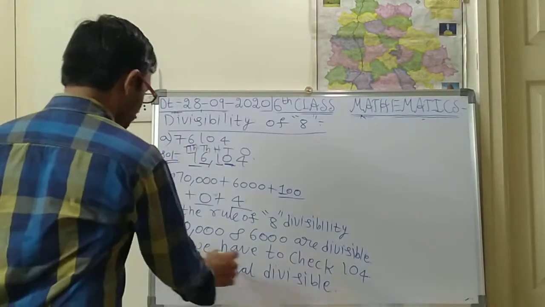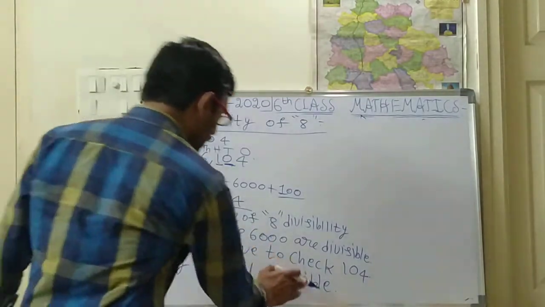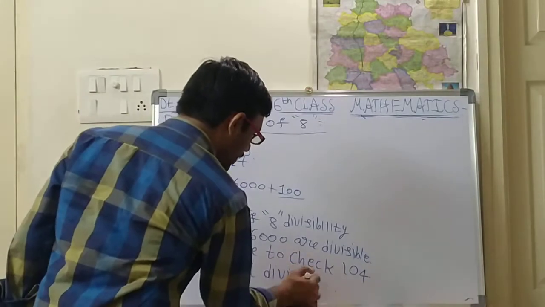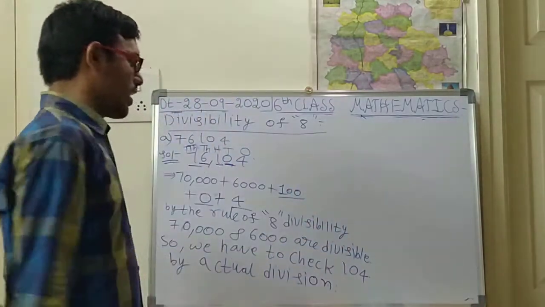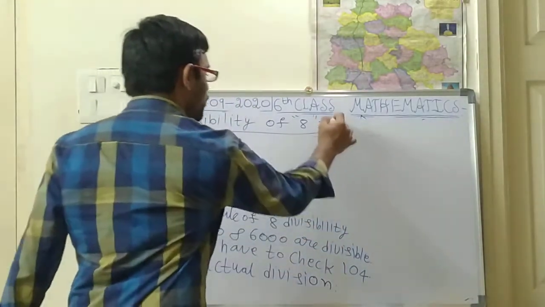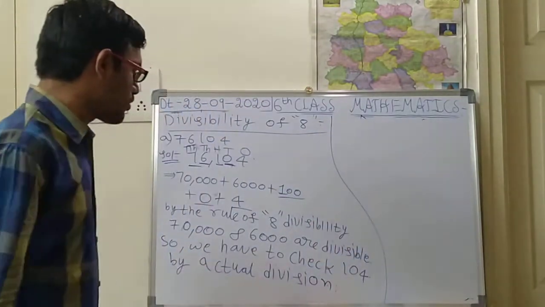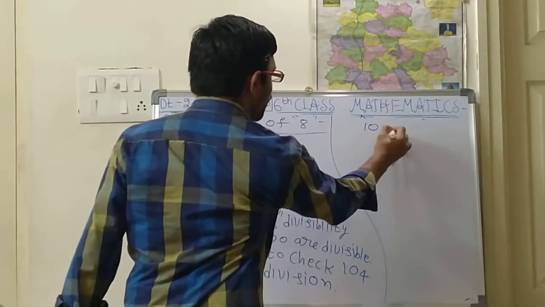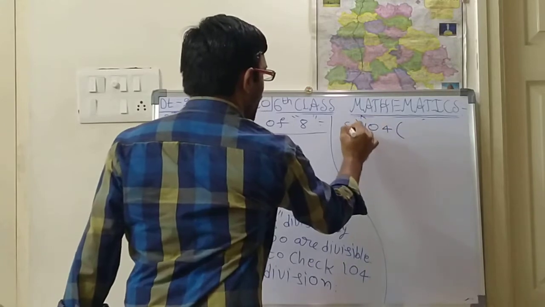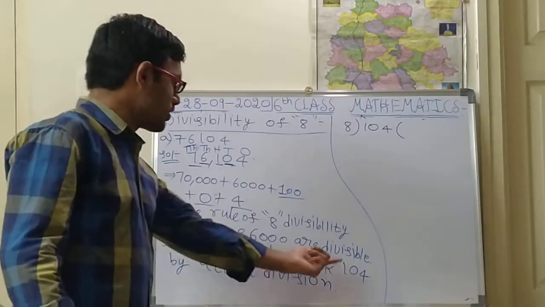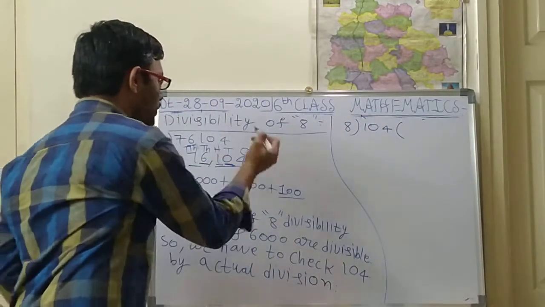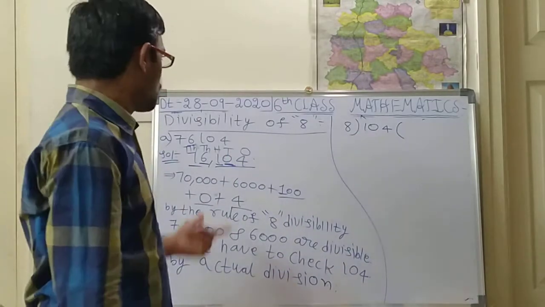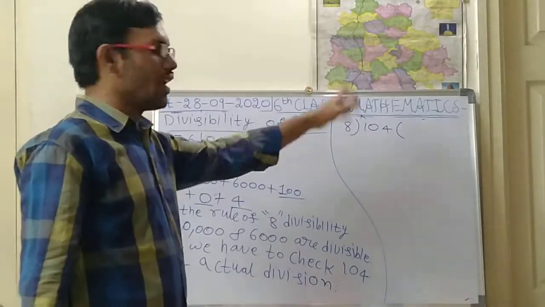Okay. So by actual division, you are supposed to do. So what is the actual division? So 104 by actual division, because 104 has a hundreds place, tens place and ones place. So here you are supposed to check with the actual division.